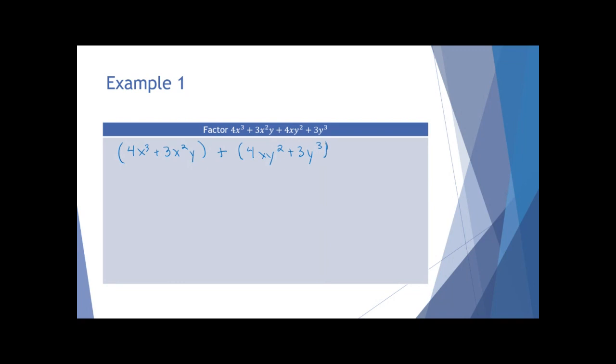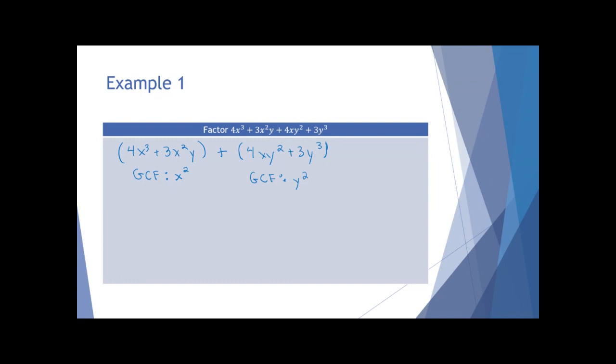So now the first pairing is 4x cubed plus 3x squared y. So we need to identify a greatest common factor there. So between 4 and 3, there isn't any number, but they both have x. One has an x cubed, one has an x squared. So the greatest common factor will be x squared, since that is the smallest exponent. The next pairing, we have 4xy squared and 3y cubed. So again, 4 and 3 don't have any numbers in common, but these 2 terms both have y's. So the greatest common factor in this pairing would be a y squared, since that's the smallest exponent.